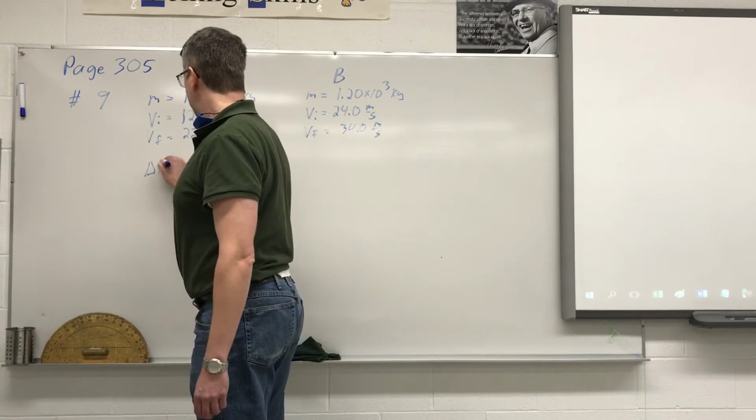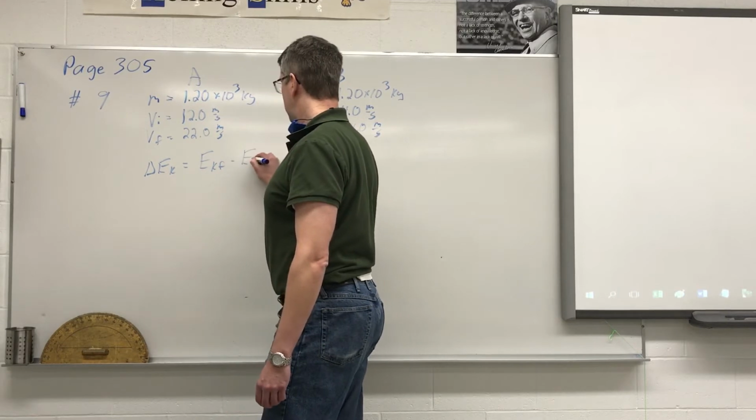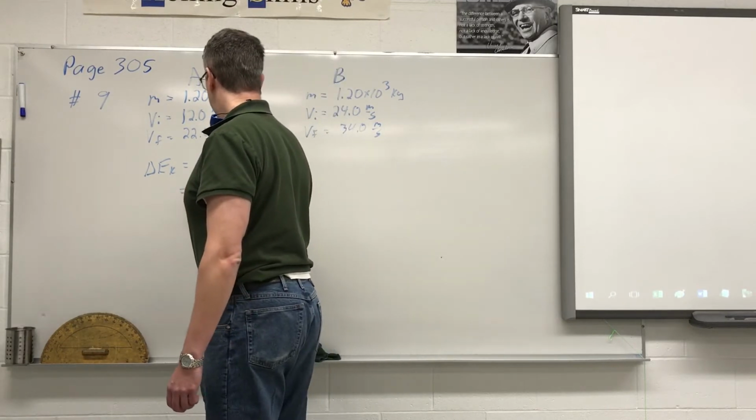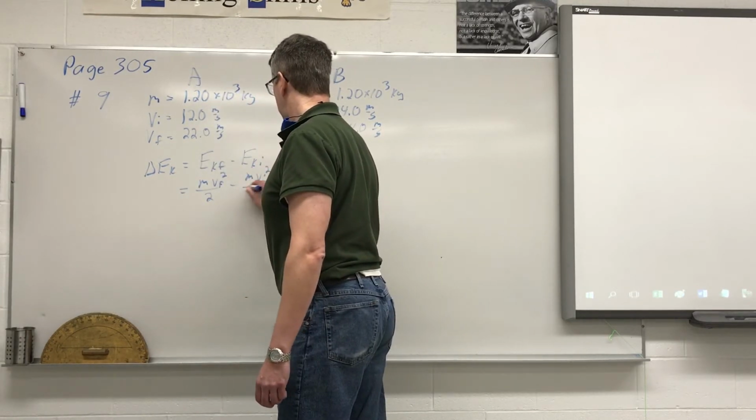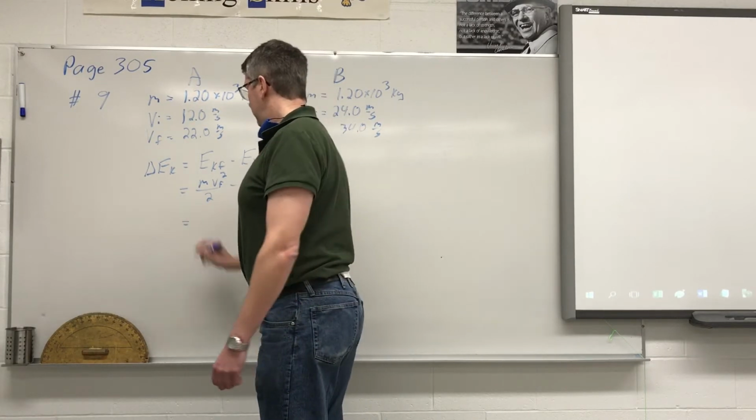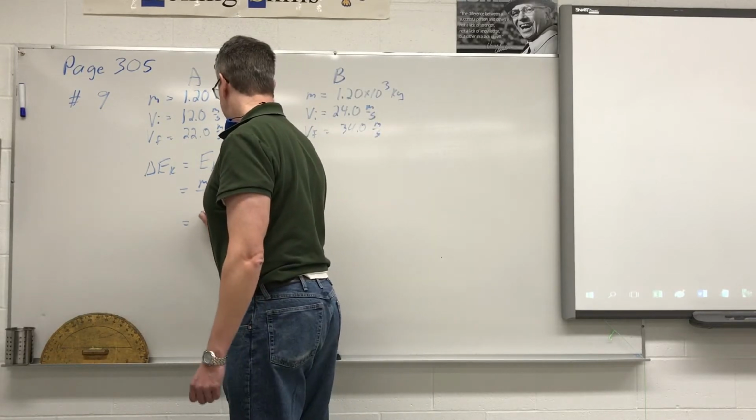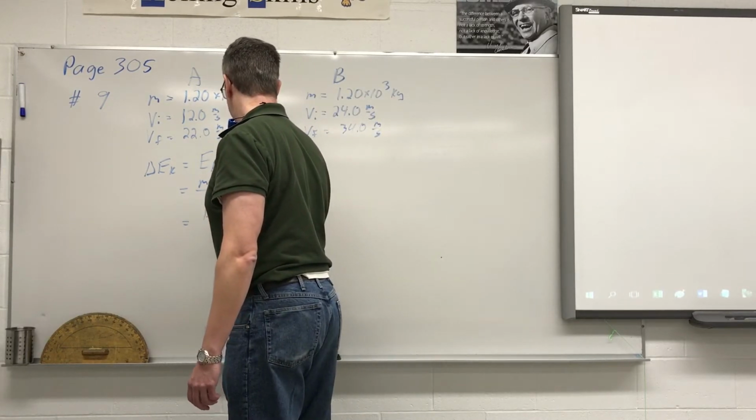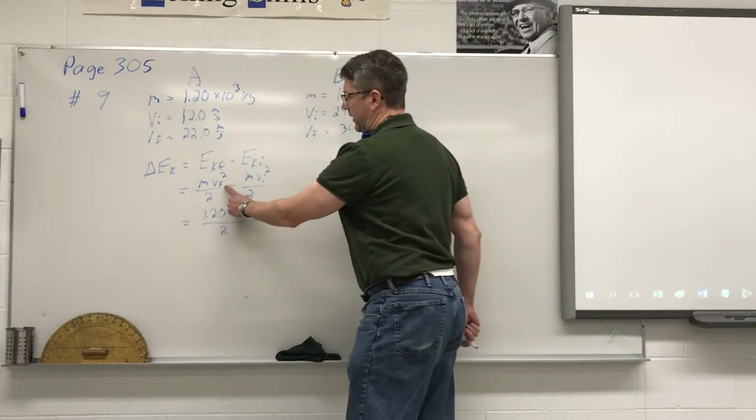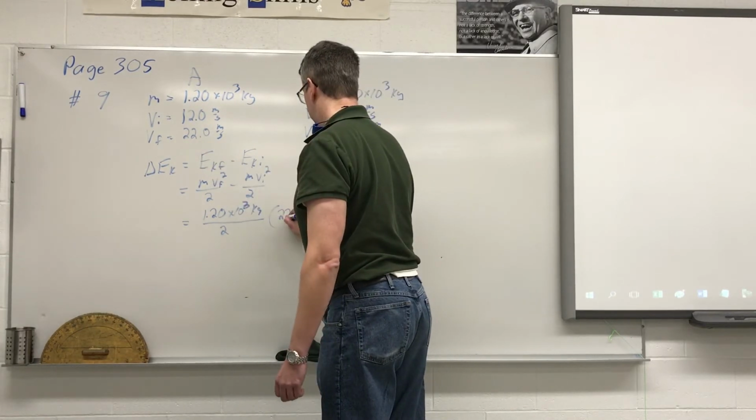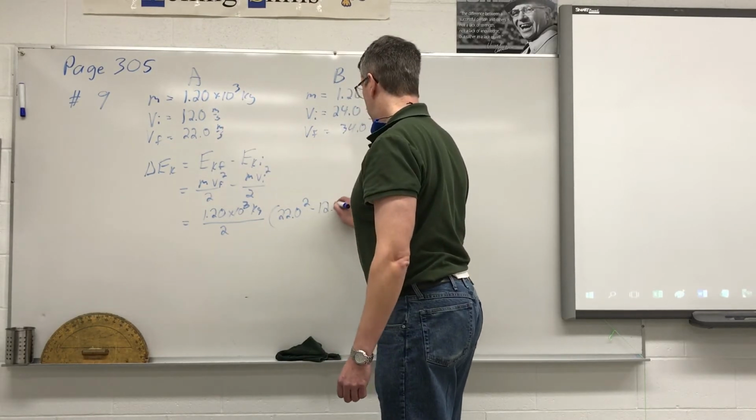So the change in kinetic energy will equal the final kinetic energy minus the initial kinetic energy. So we're going to have mv final squared divided by 2 minus mv initial squared divided by 2. Now, because we have mass in both and divide by 2 in both, we can factor that out and say that this is going to be 1.20 times 10 to the power 3 kilograms divided by 2. We have v final squared, so 22.0 squared minus v initial squared, which is 12.0 squared.